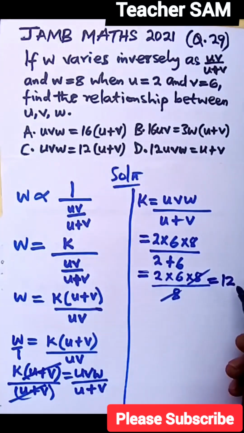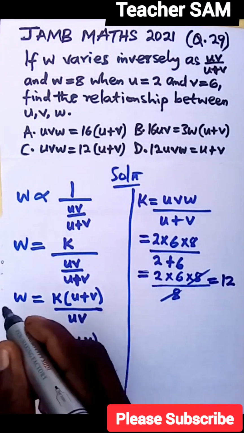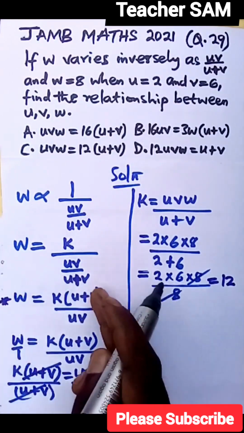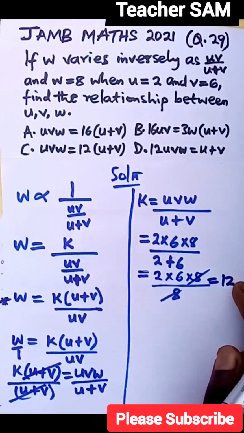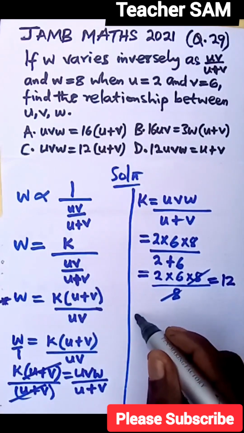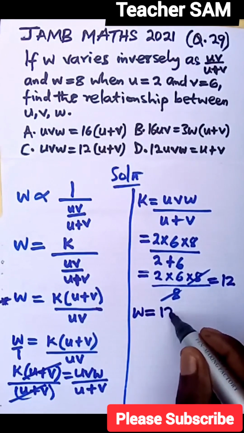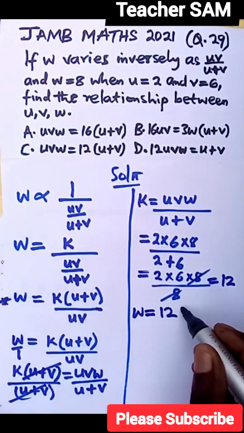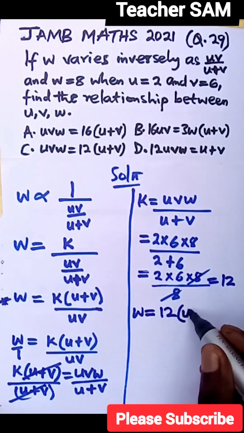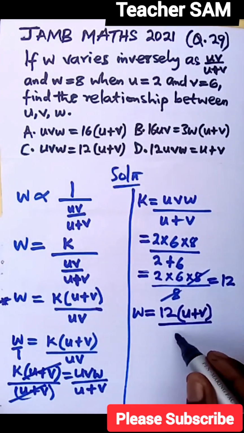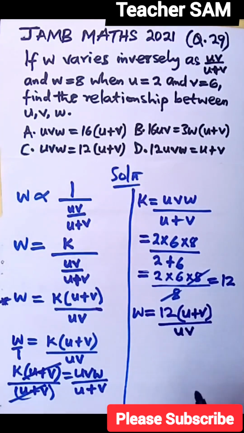So we are going to return this back to this our expression. I told you that this will be like our relation. So we are going to substitute the value of K into this. So if we do that, our W will be equal to 12, which is the value of K, into U plus V all over UV. So that is what we have.